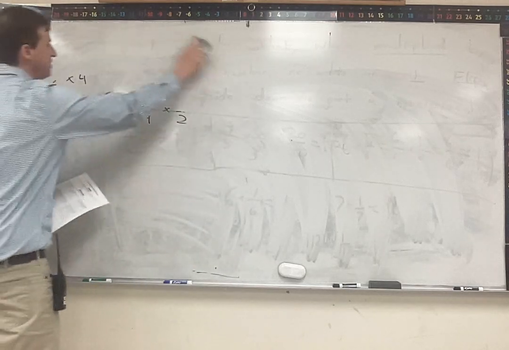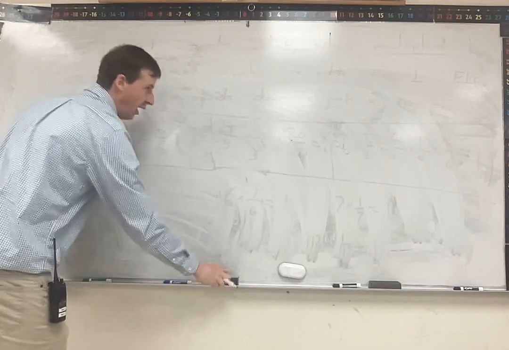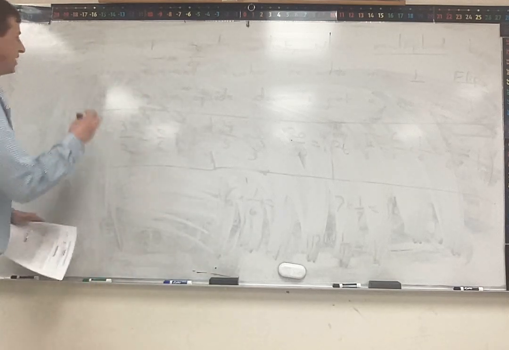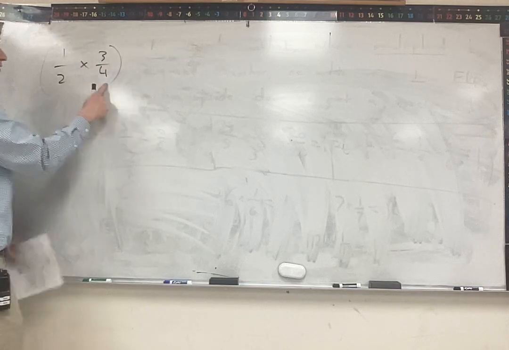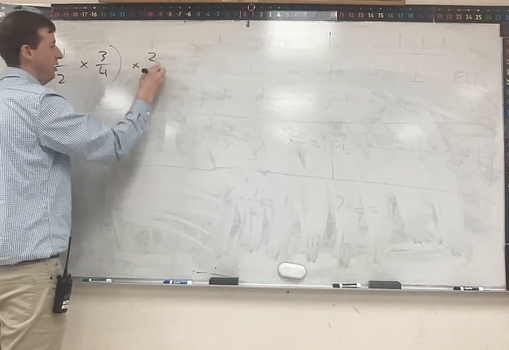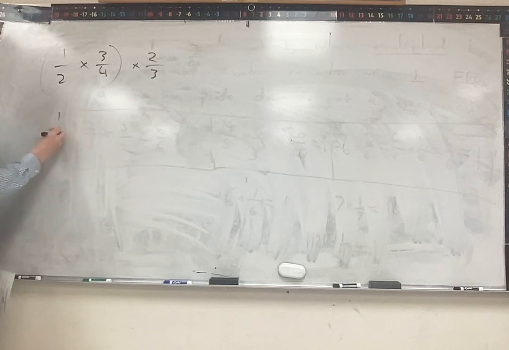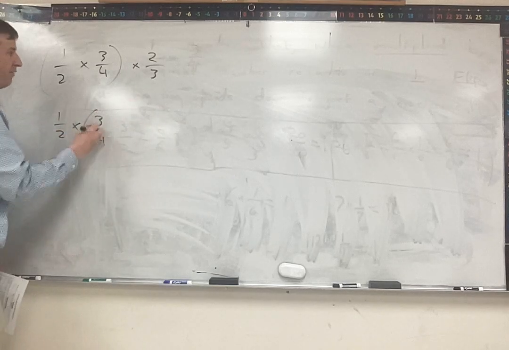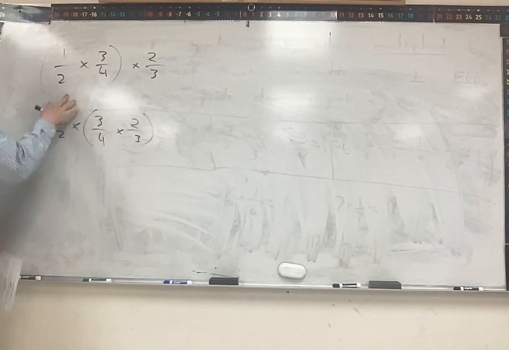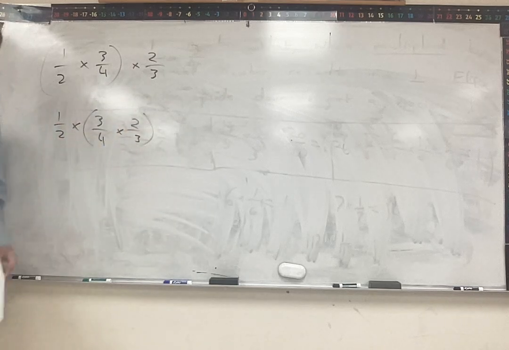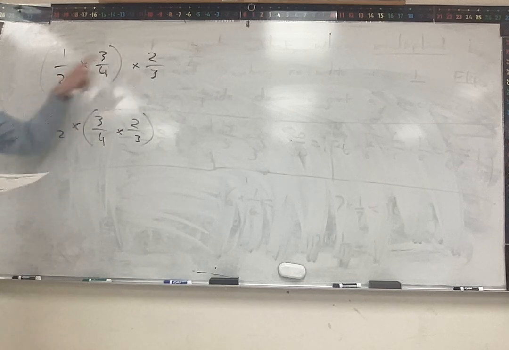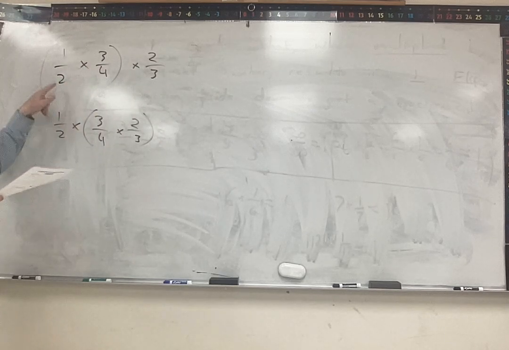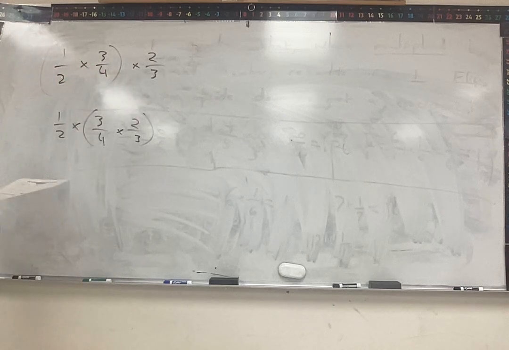The second one is the associative property. That's where you're just moving around some parentheses. So if I had 1/2 times 3/4 times 2/3, I can rearrange this, moving the parentheses. We can do that, right? That's the associative property, to just regroup things. You can only do it if you have all multiplication or all addition, but you can't do it if you have multiplication and addition, then it's something different.